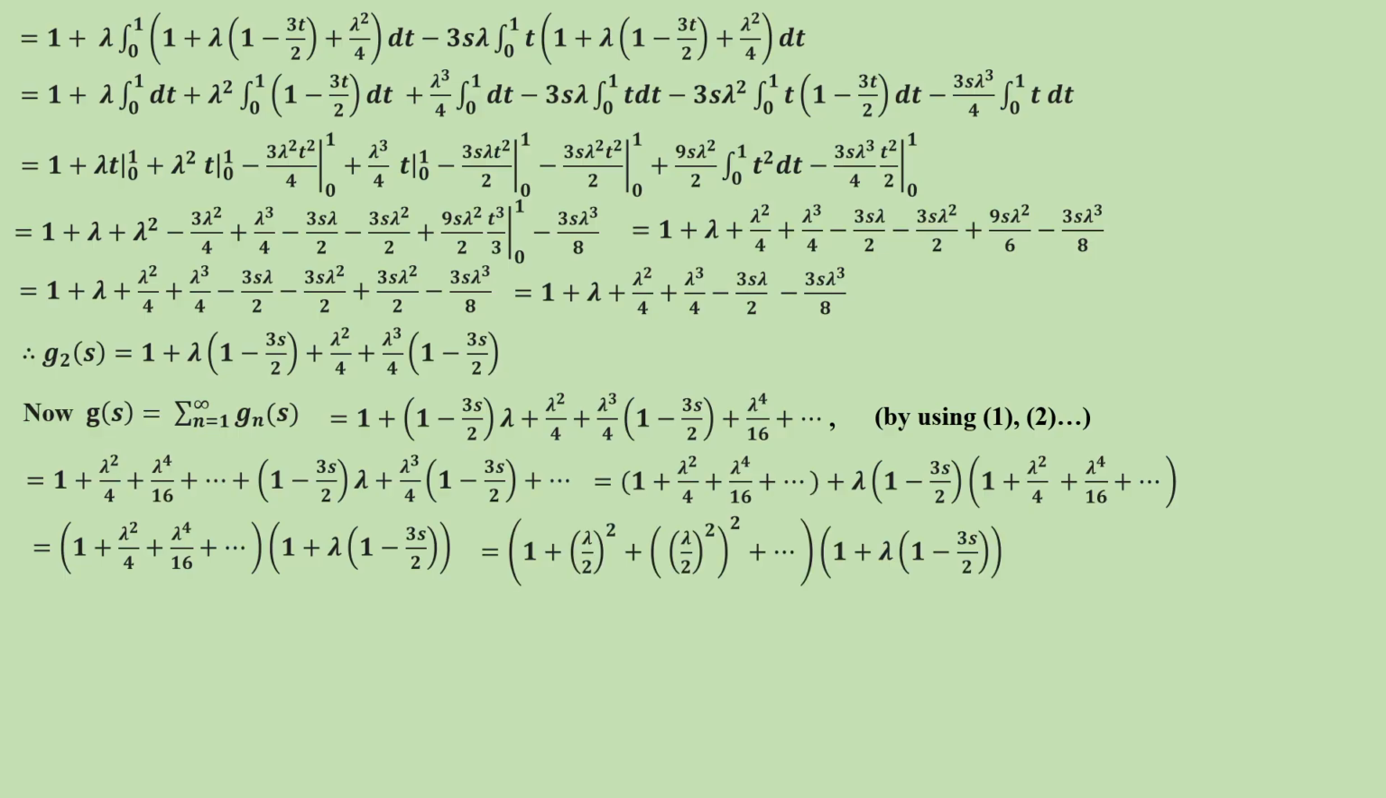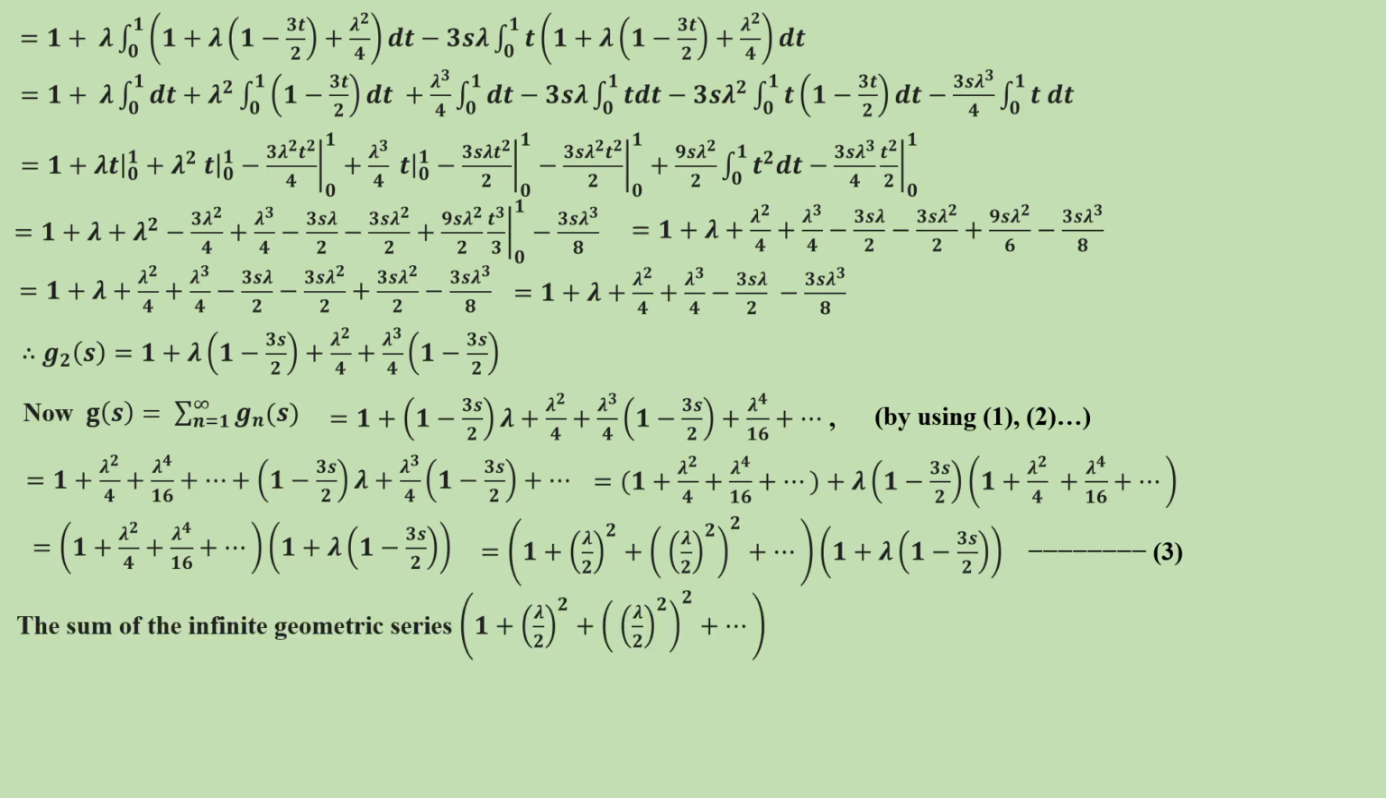That is equal to 1 plus (λ/2)² plus ((λ/2)²)² plus etc., into 1 plus λ into (1 − 3s/2). That is equation number 3. The sum of the infinite geometric series: this is the geometric series 1 plus (λ/2)² plus ((λ/2)²)², like 1 plus x plus x² plus etc., the geometric series we are taking.